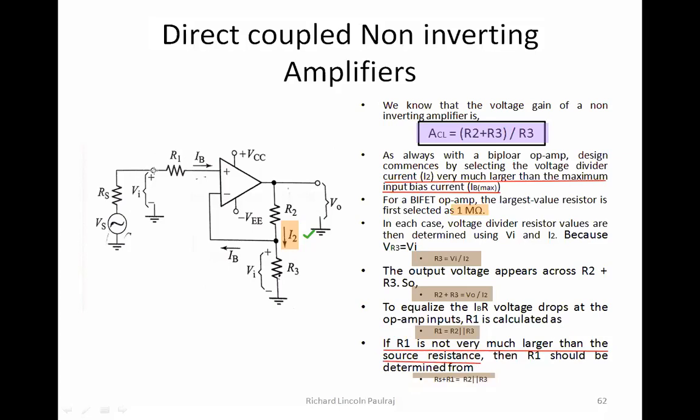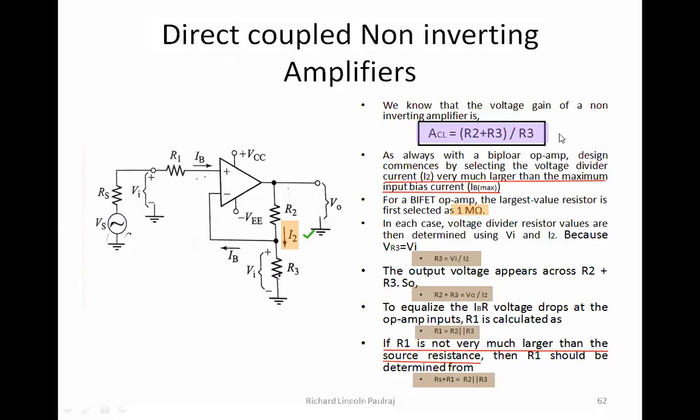Let's say R1 is 5 ohms, I'm just giving you some numbers, and your Rs is 10 ohms. In that case you cannot consider R1 alone because it is very small. Instead you should consider both R1 and Rs, and these two should be in parallel with R2 and R3. If R1 is larger than Rs, then I can neglect Rs and take only R1, which will be parallel with R2 and R3. I hope these concepts are clear.